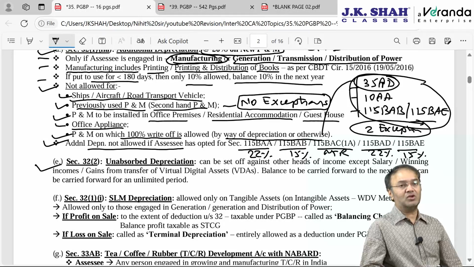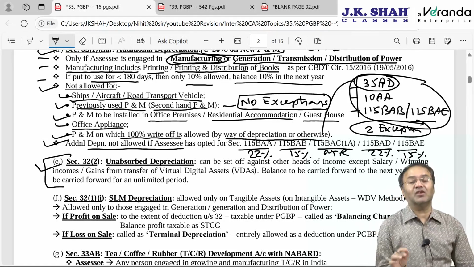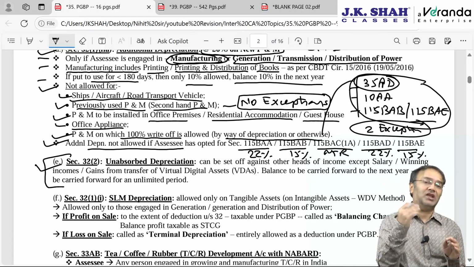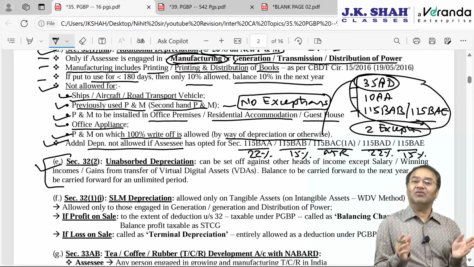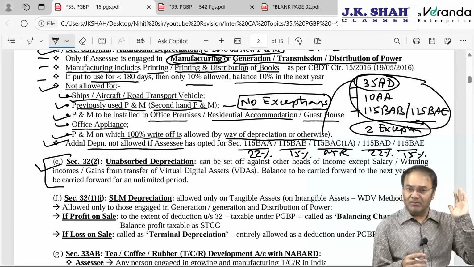Section 32 subsection 2, unabsorbed depreciation. This we know pretty well. If the depreciation of the current year remains unabsorbed, then it can be carried forward to the next year. That way it can be carried forward for an unlimited period of time, unlimited as compared to 8 years and 4 years.